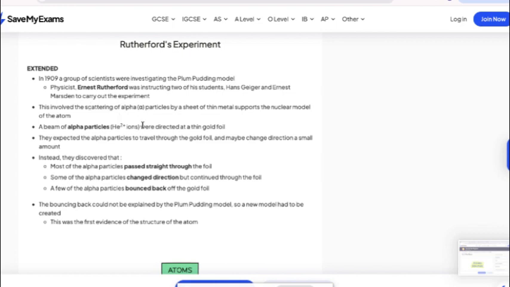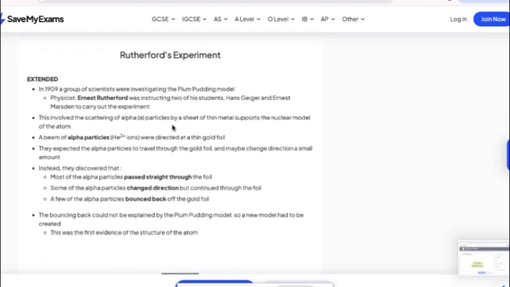Now, what was the experiment? The experiment has something to do with scattering alpha particles, which is nuclear physics, which led to today's nuclear physics. It was about scattering alpha particles by a sheet of thin metal foil and the nuclear model of the atom. So they were trying to bombard an atom with alpha particles and see whether they would be stopped, whether they would deflect, or whether they would pass through the atom. They wanted to see what was going on.